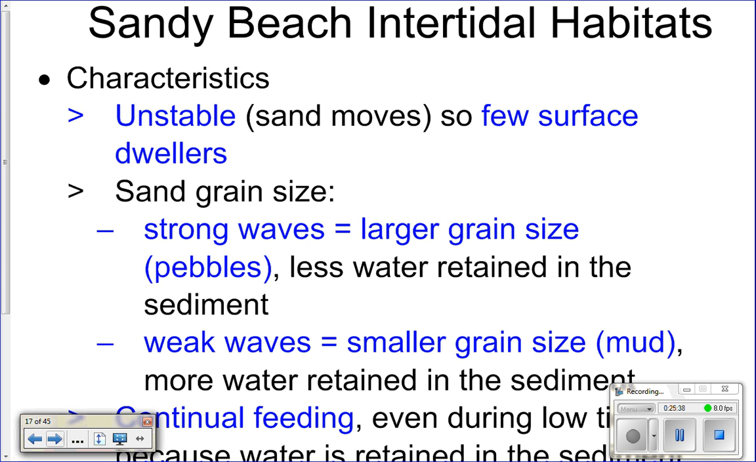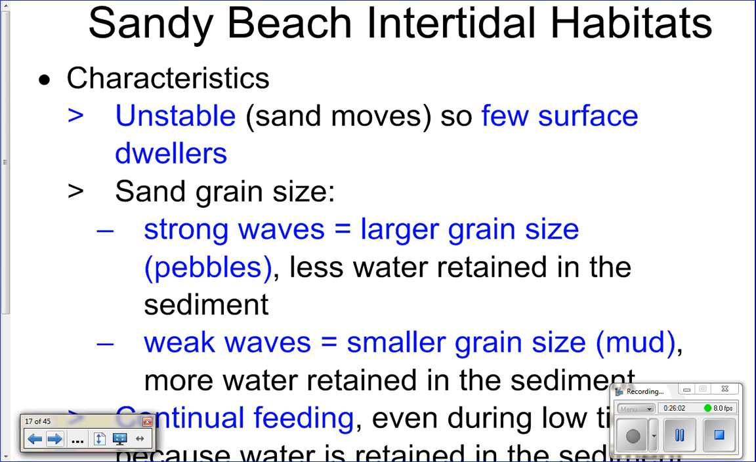A beach that has pebbles rather than finer sand tells you that that beach has a lot of wave action. So what happens is as the waves crash, there's lots of turbulence, and so the only thing that has time to settle out of the water as it crashes and then recedes would be the larger things, like the pebbles.